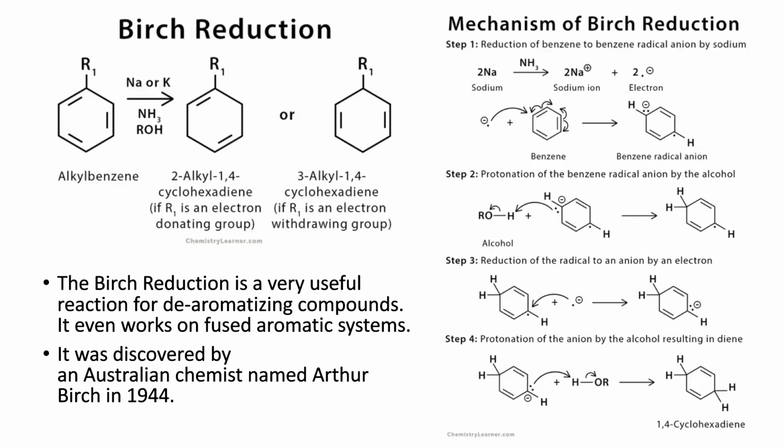Some really useful chemical reactions of alkali metals include the Birch reduction, which is a useful reaction for de-aromatizing compounds in a specific way. It was initially discovered by an Australian chemist named Arthur Birch in 1944, and depending on whether you have an electron donating group or electron withdrawing group, you'll get specific reduction about the different double bonds.